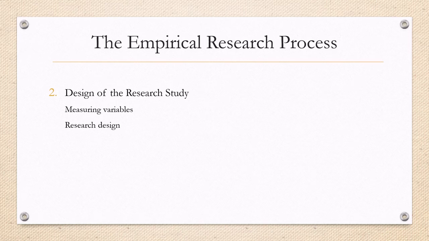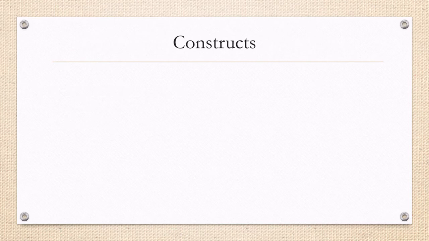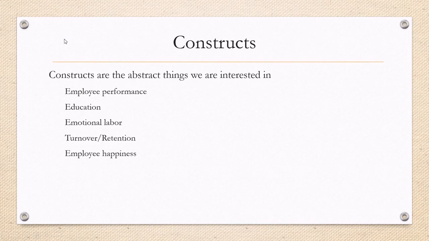First, I will go over definitions and explain what constructs and operational definitions are. Secondly, I will talk about how we turn constructs into measures and discuss some basic ideas and concerns we have in this process, such as reliability and validity. Constructs are the abstract things we are interested in. These can be things like employee performance, education, emotional labor, turnover and retention, and employee happiness.